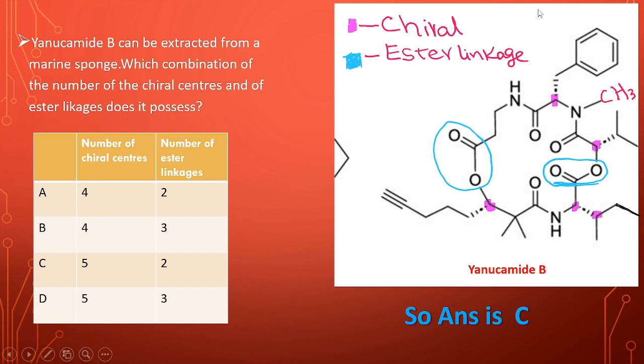Now this one, Yanucamide B, can be extracted from marine sponge. Which combination of the number of chiral centers and of ester linkages does it possess? You can see here the purple ones are the carbon atoms which have four different groups. You can find out yourself as well, like this one. One group is here, another group is here, one group is here, and one is hydrogen. Same thing with this one. So 1, 2, 3, 4, 5. Five are the chiral carbon atoms, while this is C double bond O single bond O. This is an ester linkage. So there are two ester linkages. That's the reason the answer is 2.